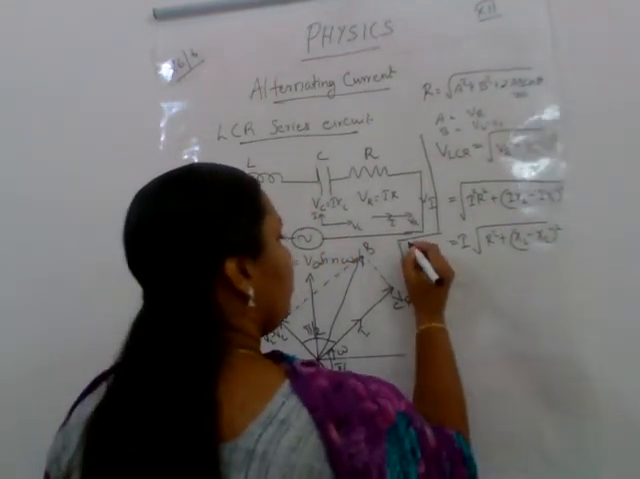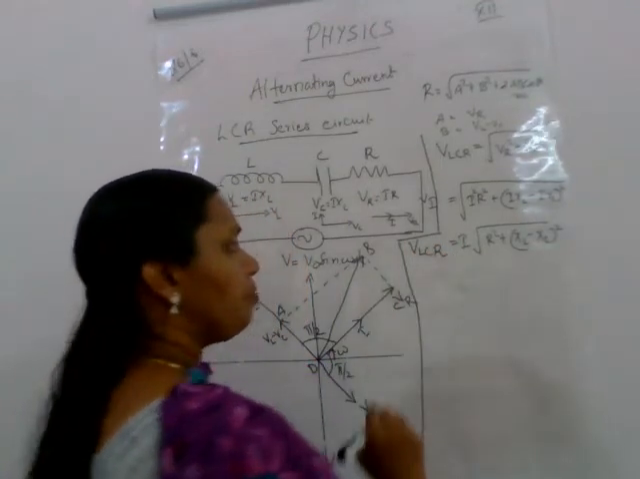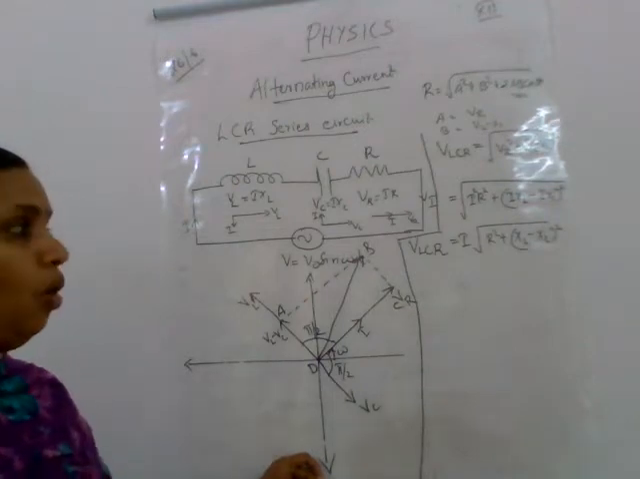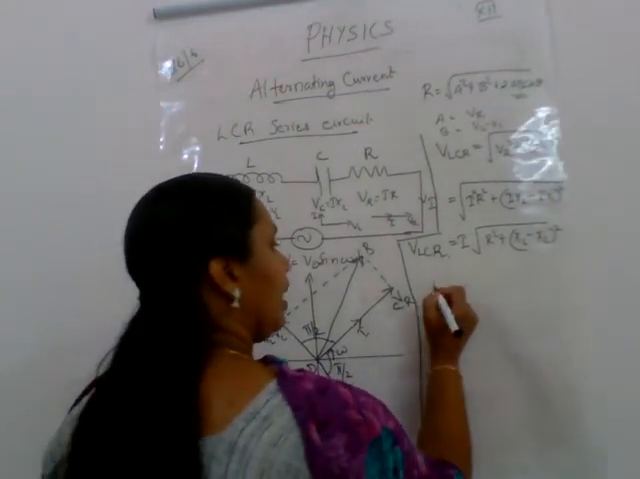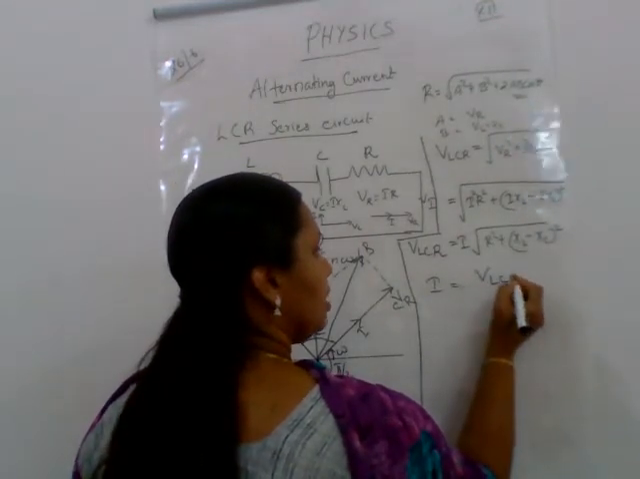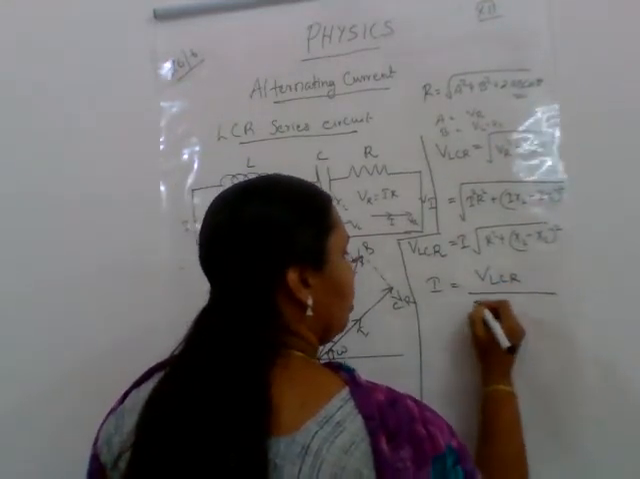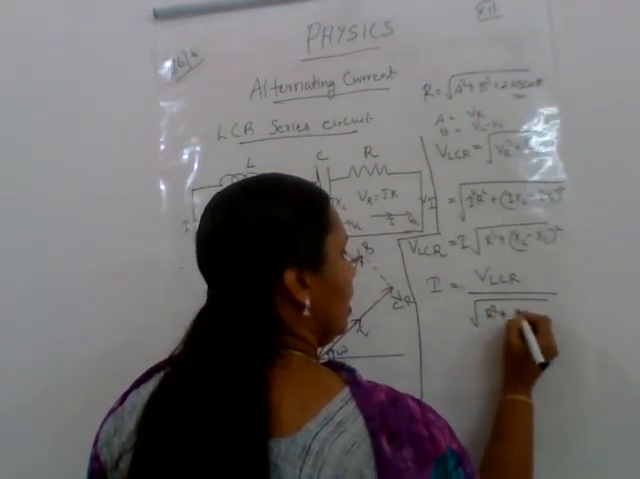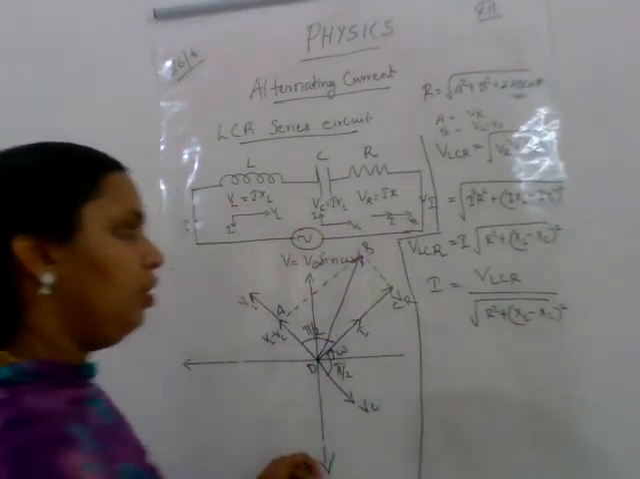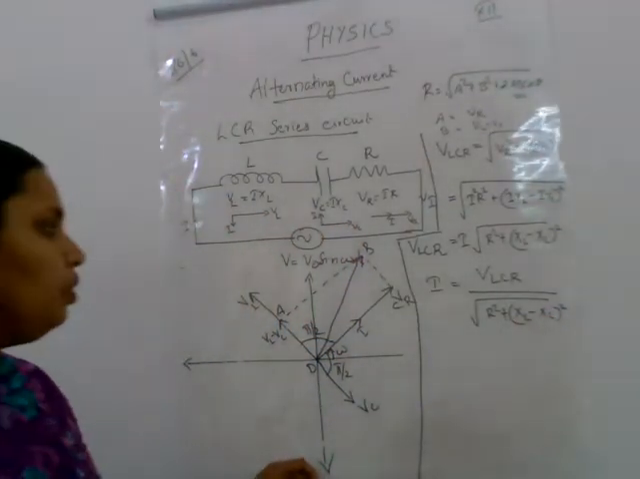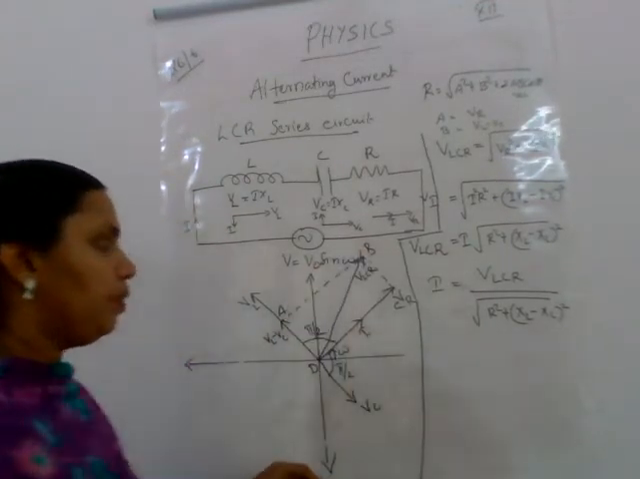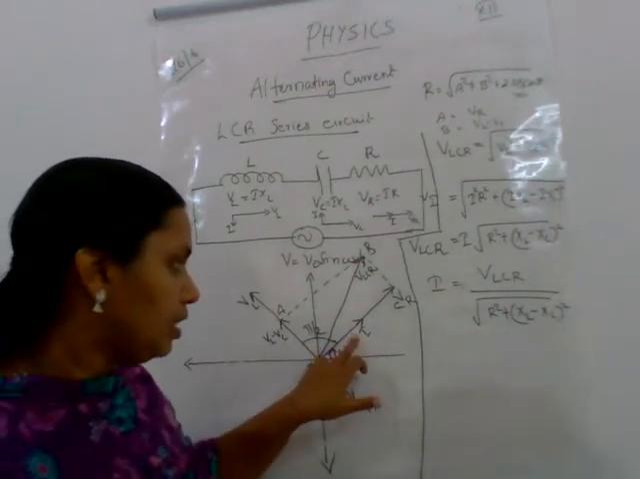So now we are getting VLCR is equal to I into root of R square plus XL minus XC the whole square. From this we can write an equation for the current. What will be the current? Current I is equal to VLCR divided by root of R square plus XL minus XC the whole square. Here VLCR is the resultant potential difference, and this is the current.